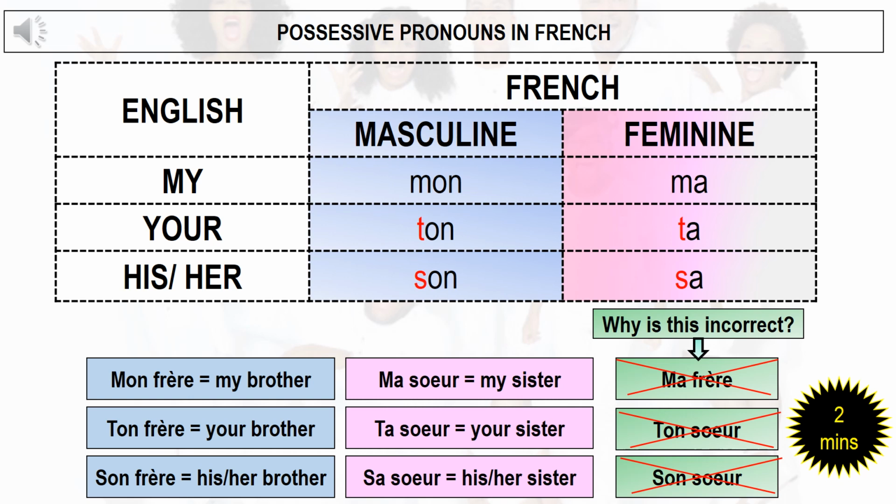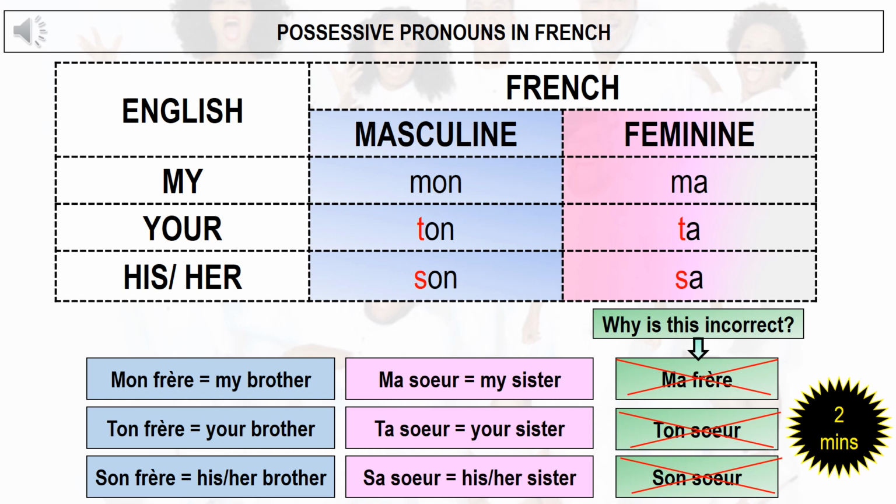To say your, it is the same structure, but a different word. We use ton in front of a masculine word and ta in front of a feminine word. So to say your brother, we say ton frère. Your sister, we say ta sœur. And finally, to say his or her, we use son in front of a masculine word and sa in front of a feminine word. Son frère means his or her brother. Sa sœur means his or her sister.